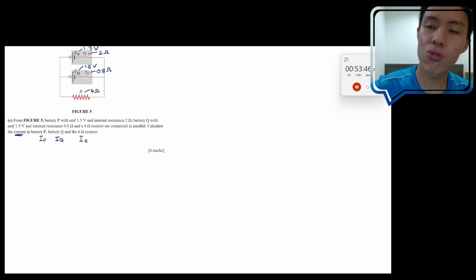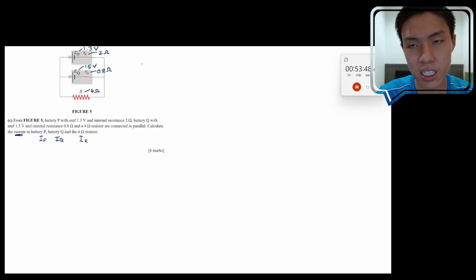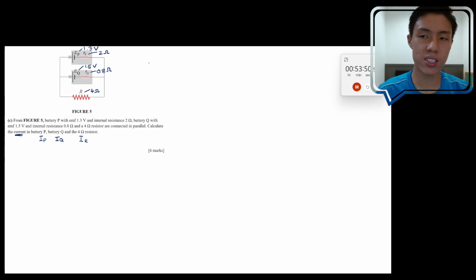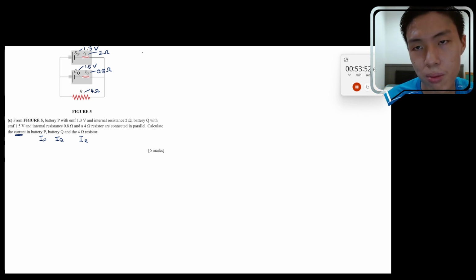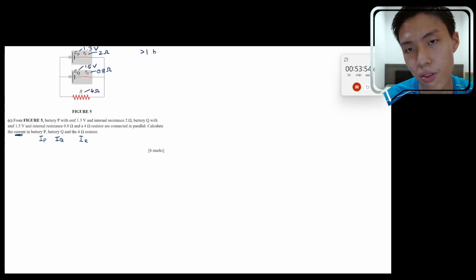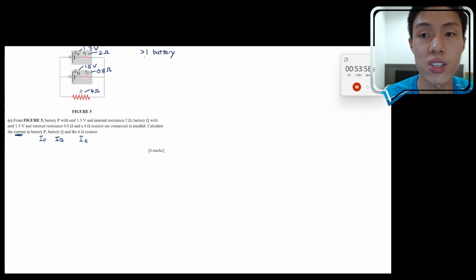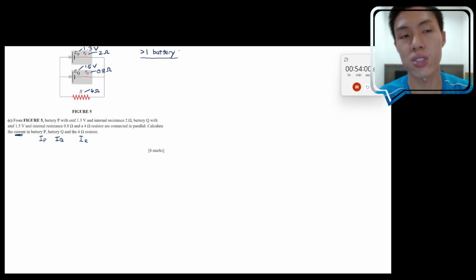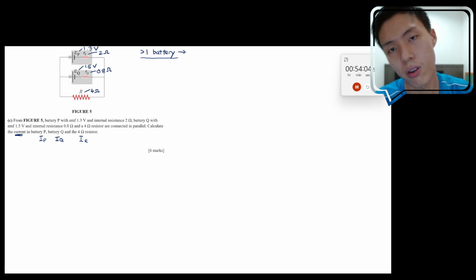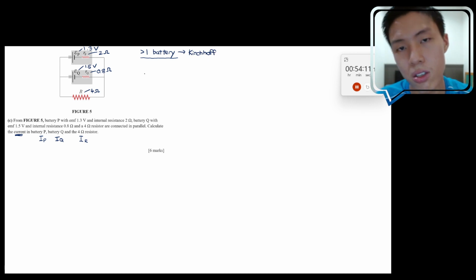Okay. So this is a Kirchhoff rule question. Immediately you can see it's a Kirchhoff rule question. Why? Because there's more than one battery. Every time the question involves more than one battery, immediately it will be a Kirchhoff question. Okay, because you cannot solve it using combine and reverse. You have to solve it using Kirchhoff. Okay. So Kirchhoff, usually I do it in a 5-step process. So first step will be to label all components.